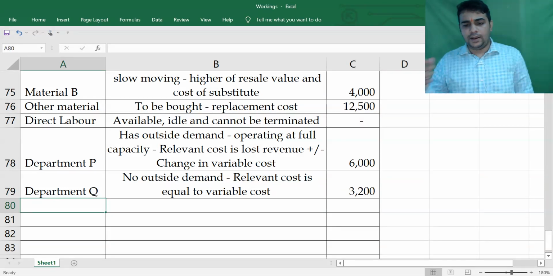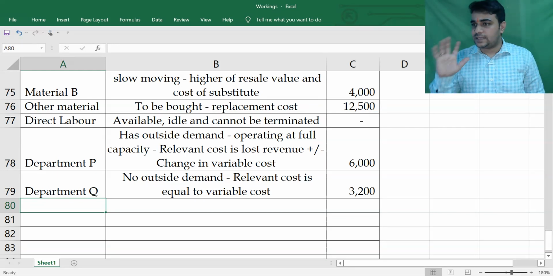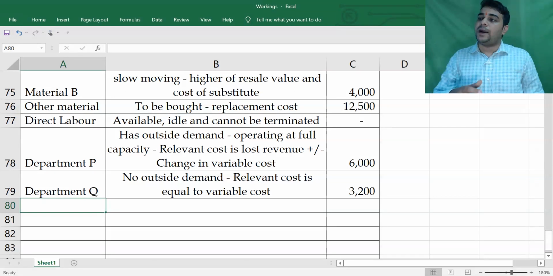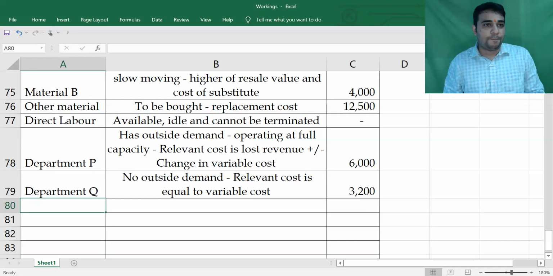Now, see, a question can make it more complicated. Wherever a lot of complication is there, you'll have to imagine the yes and no scenario. They can say Department Q doesn't have any outside demand. But in case we take up the contract, this department will not be able to work on another contract which makes a profit of some 15,000, 20,000, something they'll give. So the relevant cost is whatever is the opportunity lost.